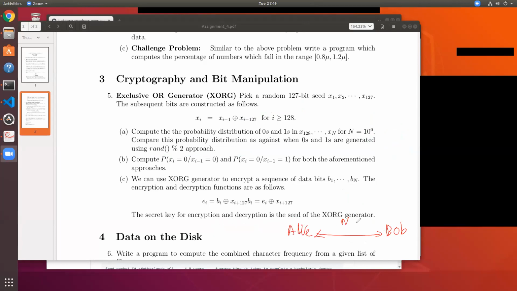You send, via some other secret channel, through pigeon, a key. You send the seed. Then Alice can generate this random sequence from the seed, and it encrypts, it exclusive ORs the data with the pseudo random sequence, and it sends the data here.